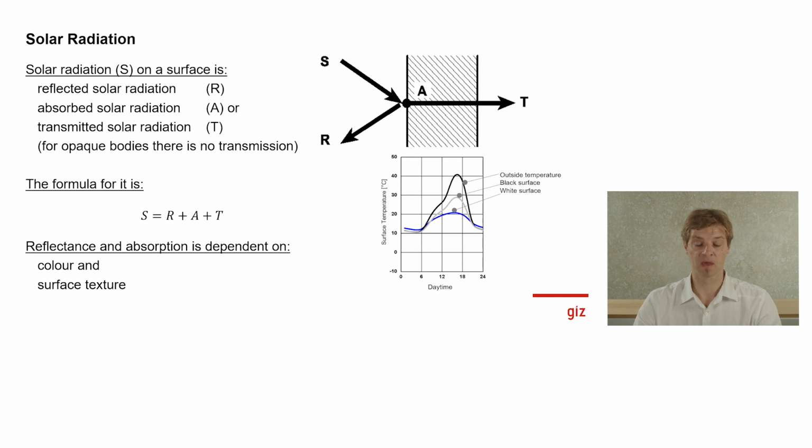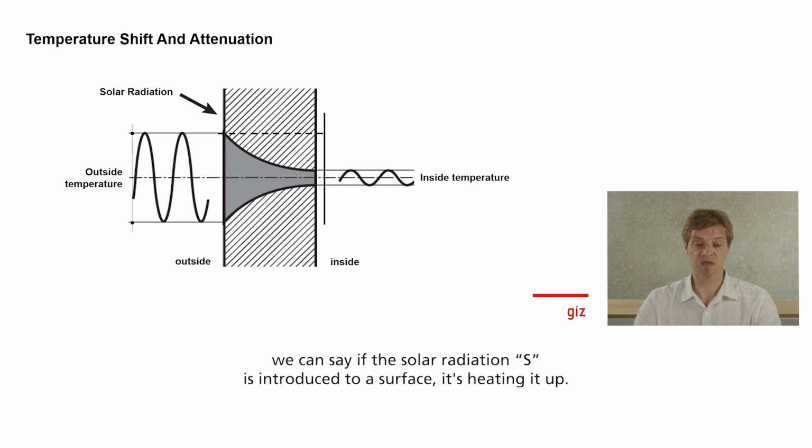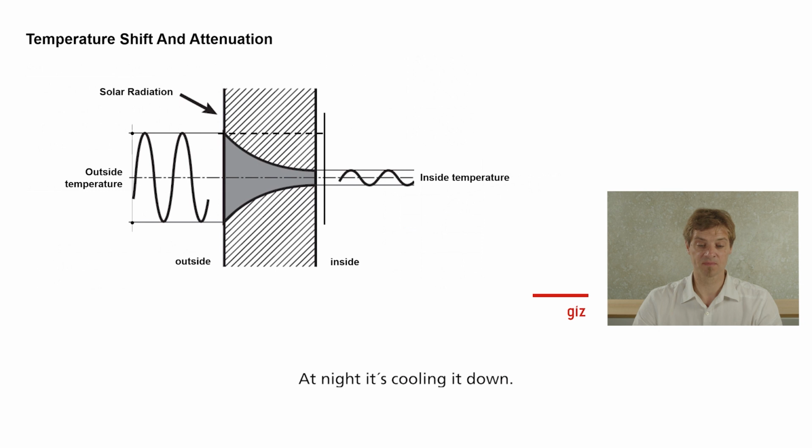Because if we look at the temperature on the outside, we can say the solar radiation S is coming to a surface and heating up and cooling down the surface, as there's day and night. We see that the construction itself changes this outside temperature, as it is here in a sinus curve. It changes it to a slower sinus curve. And we also see that there's a kind of shift in time.